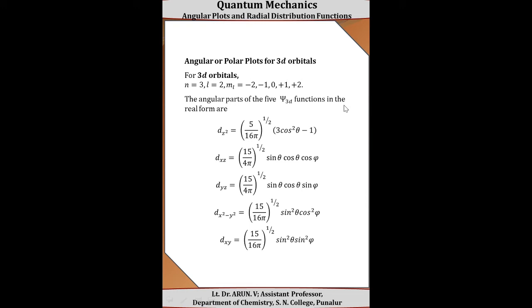Another one is the dx square minus y square, that is equal to (15/16π)^(1/2) sin square theta cos square phi, and the last one is the dxy, that is equal to (15/16π)^(1/2) sin square theta sin square phi. That is, the 5 3D orbitals are dz square, dxz, dyz, dx square minus y square, and dxy. Let us discuss one by one and plot these different orbitals.